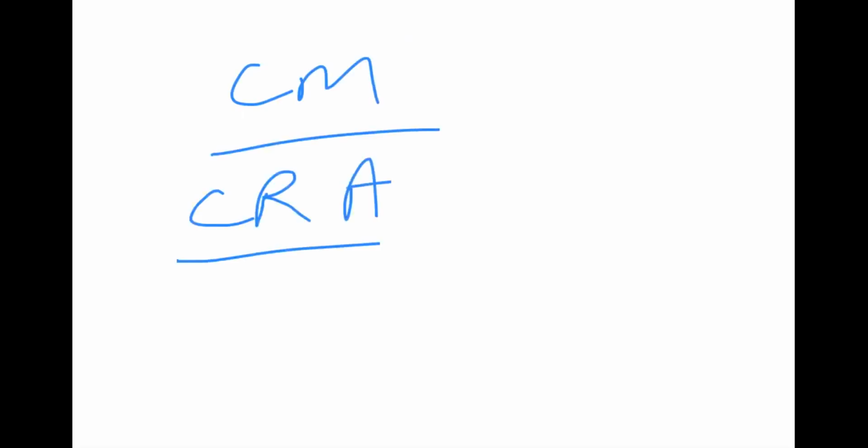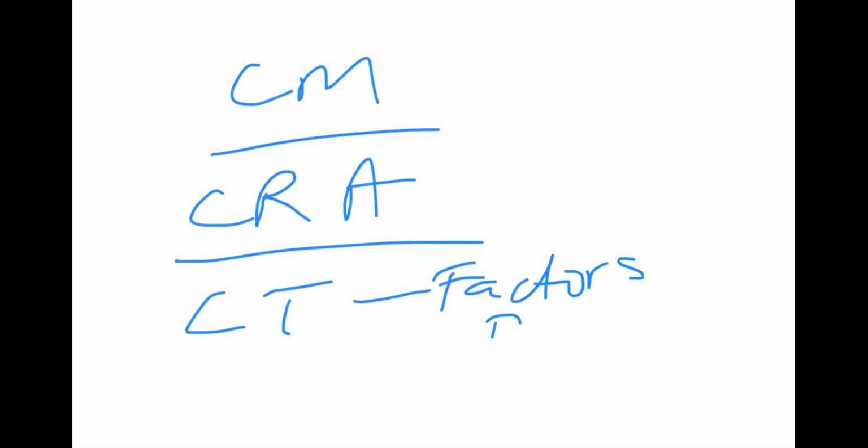Communication methods. We have three communication methods. What are they? Communication requirements analysis. What is the formula for that? Communication technology. What are the factors that drive your choice of technology? There are 7 factors explicitly mentioned in the PMBOK guide. What are they? Do you know?